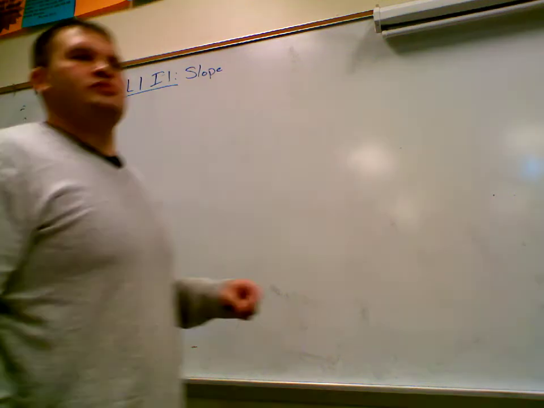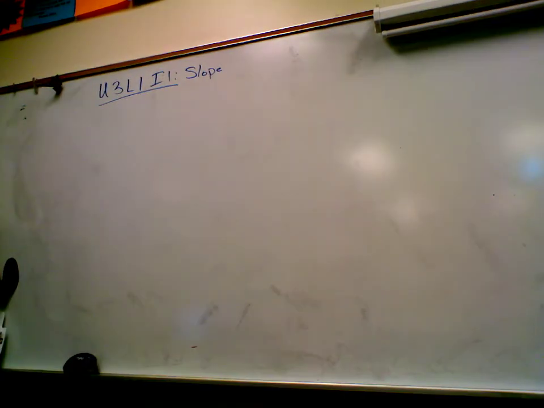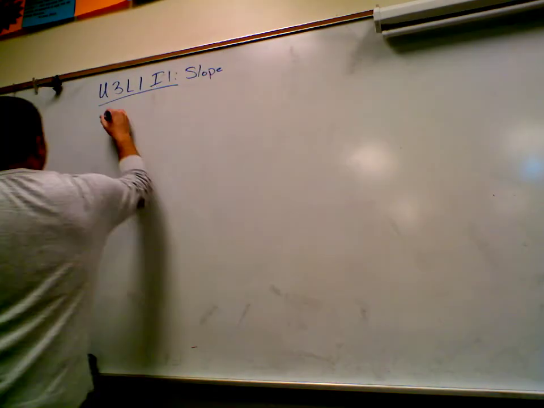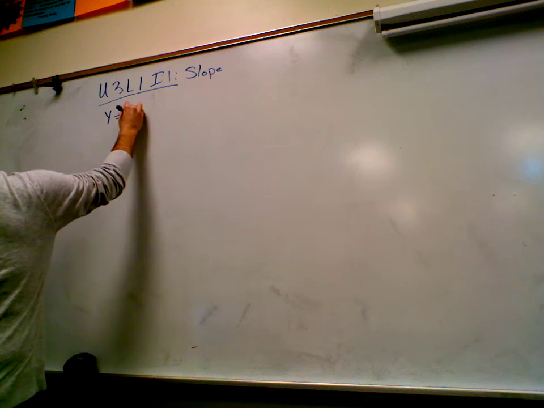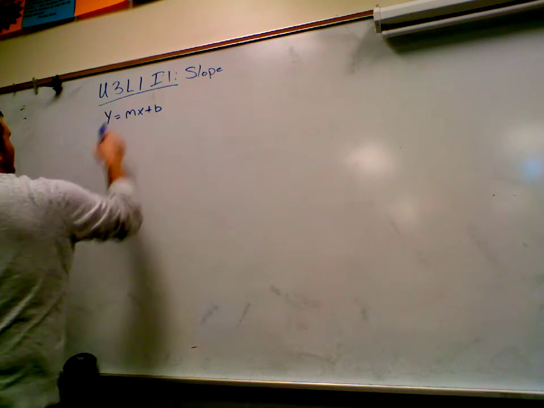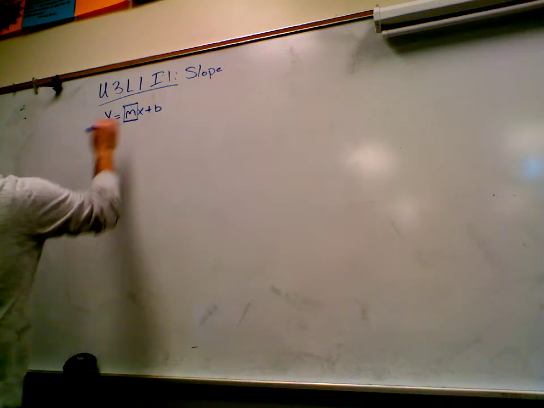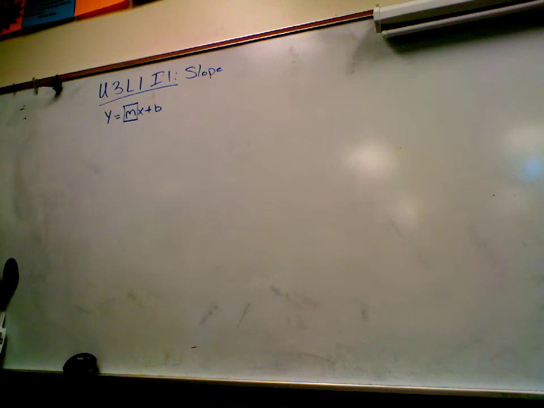So slope. What is slope? Slope is y equals mx plus b. Okay, so that's the slope intercept form, right? Y equals mx plus b. What's the slope in here again? The m. M is the slope, right? Now, what was the second one you guys said?